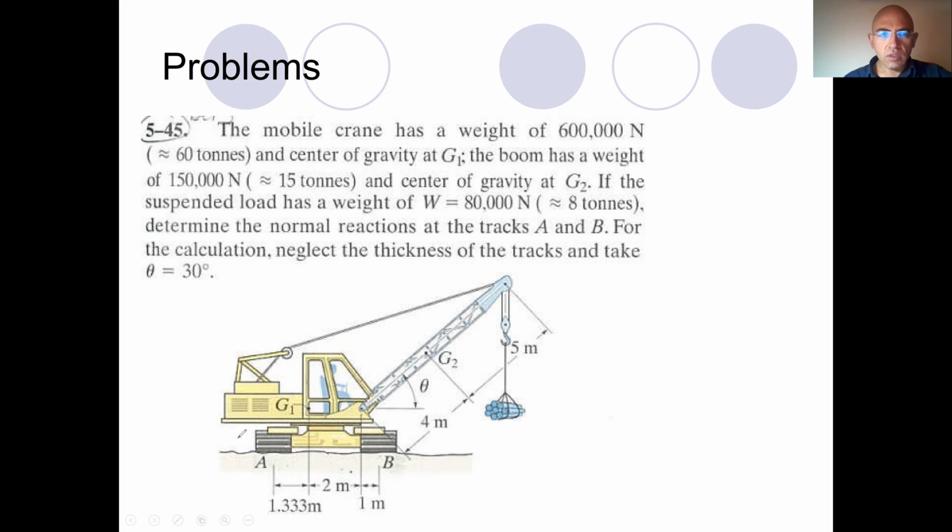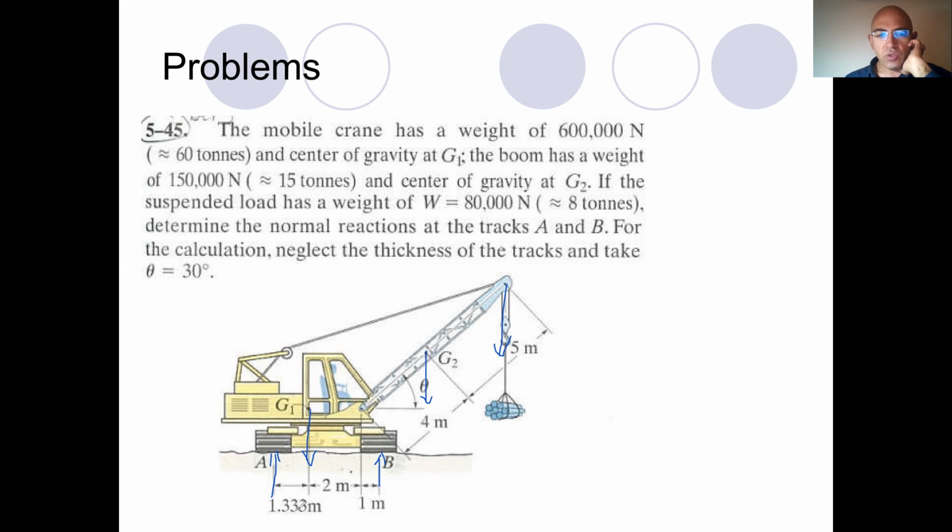Okay, so we have a crane. It's carrying a load of 8 tons. The crane body has a weight of 60 tons, and the boom has a weight of 15 tons. The angle theta is given. We are told that the thickness of the tracks will be neglected. Therefore, we will assume that there are reaction forces coming at A and B from the ground, right? As a result, we have the weight of the crane, weight of the boom, and weight of the object.